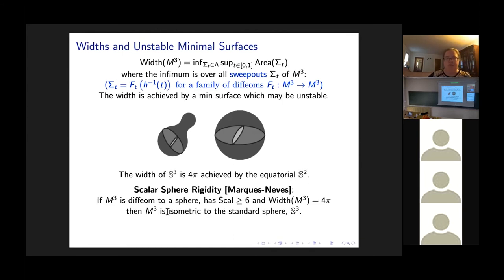So Marques and Neves proved that if M3 is diffeomorphic to a sphere and has scalar curvature greater than or equal to 6, and the width of M3 equals 4 pi, then M3 is isometric to a standard sphere, S3. So this has a completely different proof. They can't use the stability of minimal surfaces because it's generally an unstable minimal surface. And the proof involves Ricci flow.